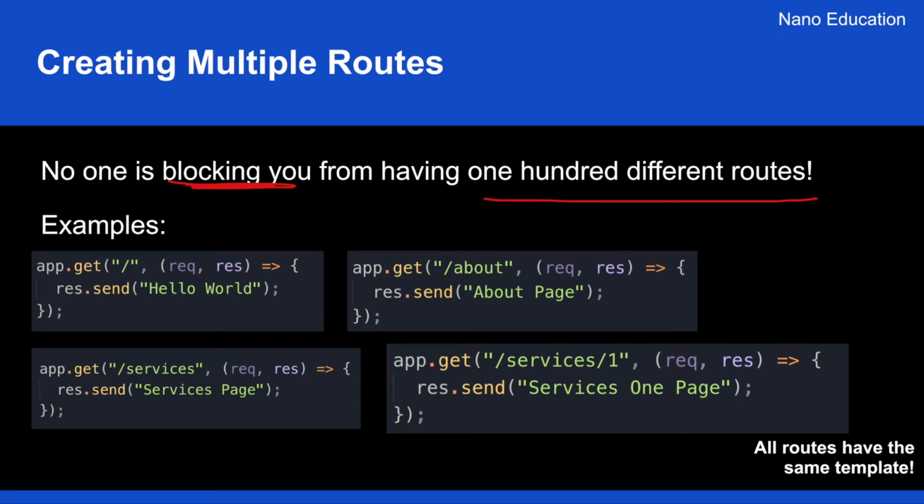Alright, so we have some examples here. This is the index route, right? This is the about. So we're going to slash about. When we go there, we're going to send something called about page, alright? When we go to slash services, we're going to send something called the services page. And now we can actually nest routes inside of routes. So we're going to say, hey, when we go to services /1, so inside these services, I want you to go to 1, going to send services 1 page.